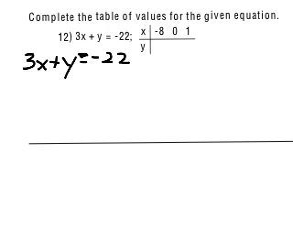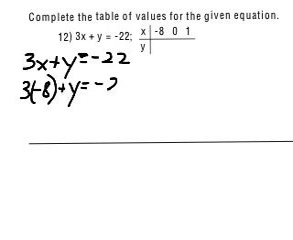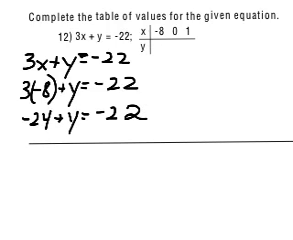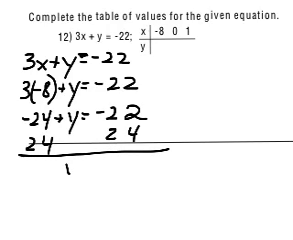Alright, the first one is -8, so we just plug that in. This is just a plug-in situation when we're finding the other variable. 3 times -8 is -24, plus y equals -22. Now you see why you have to get good at working these equations, because they're not going away. Alright, so we're going to add 24 to both sides. Gives us y, positive y, which is what we want, and then the answer. -22 plus 24 is 2. So that gives us our first one.